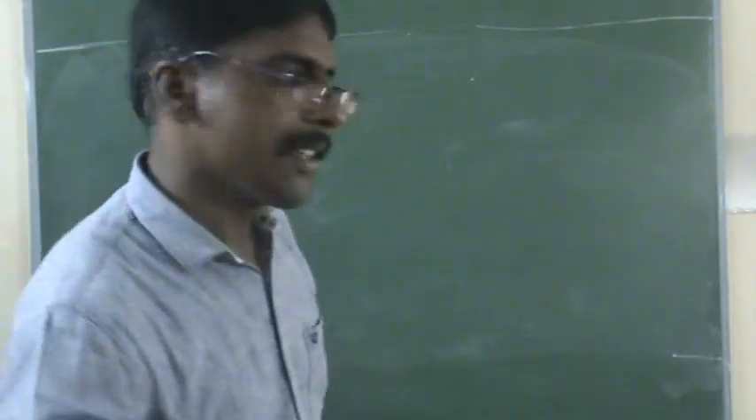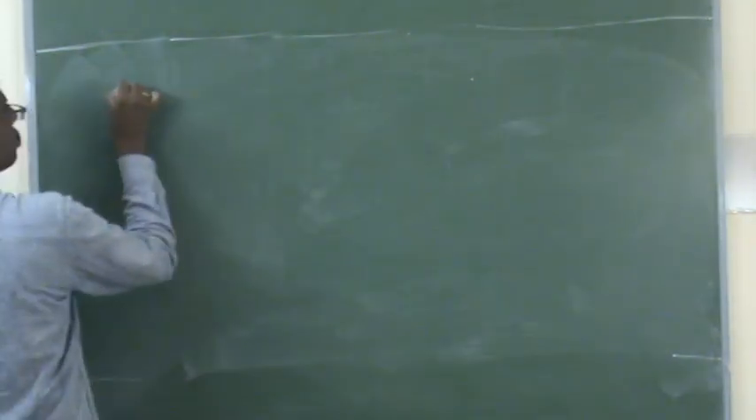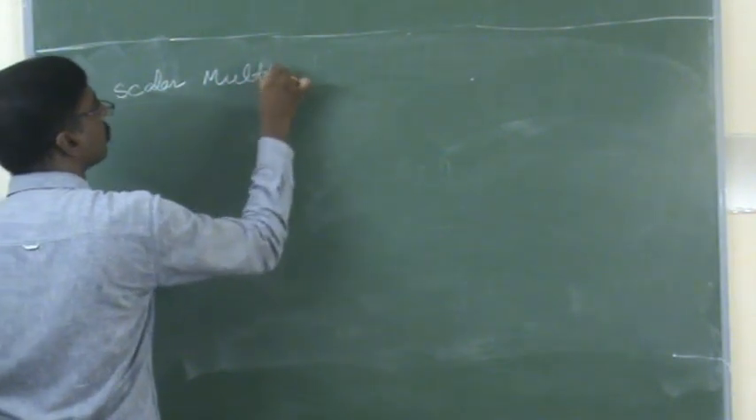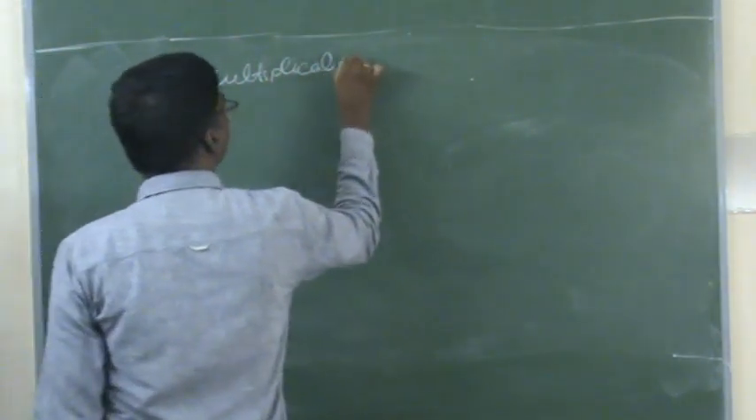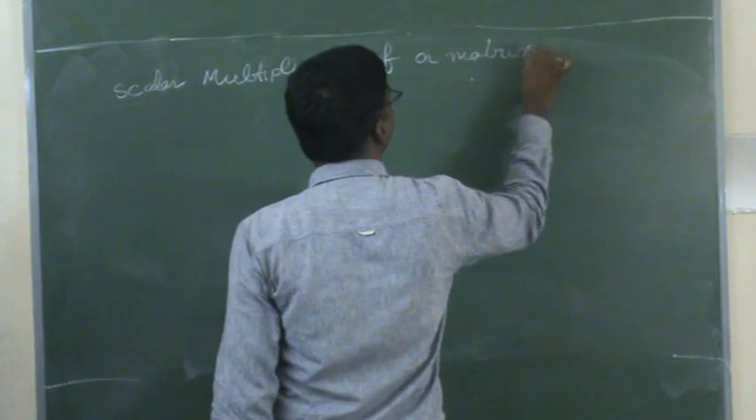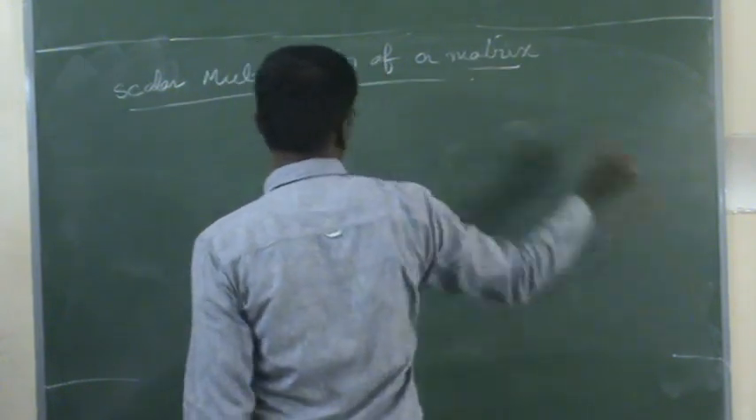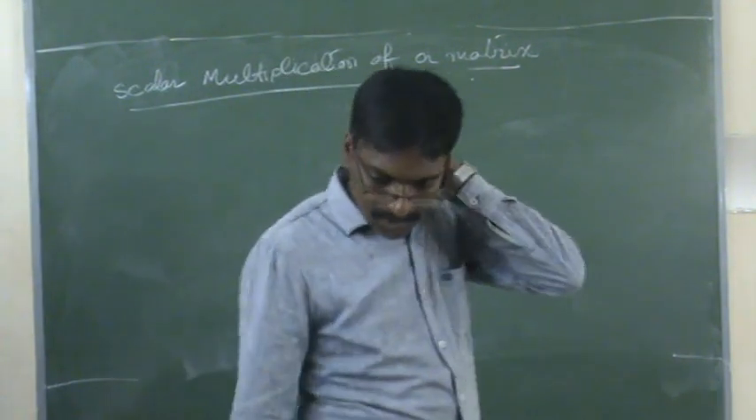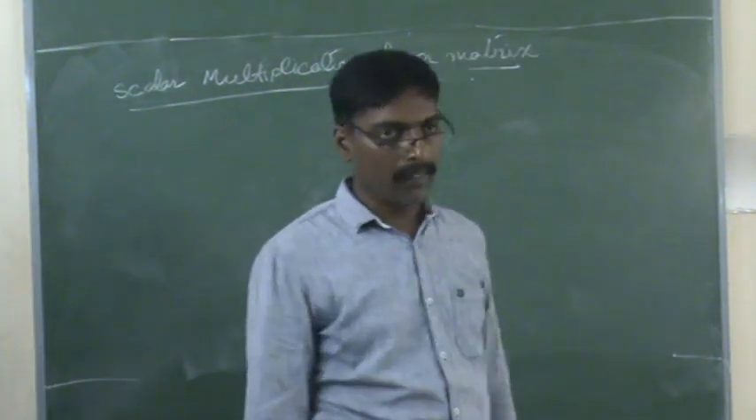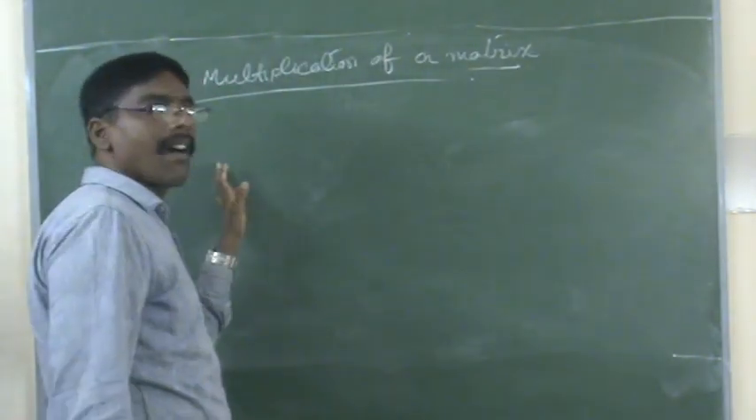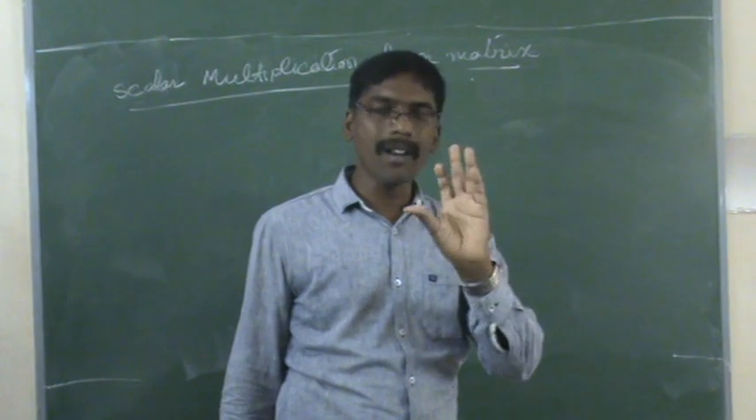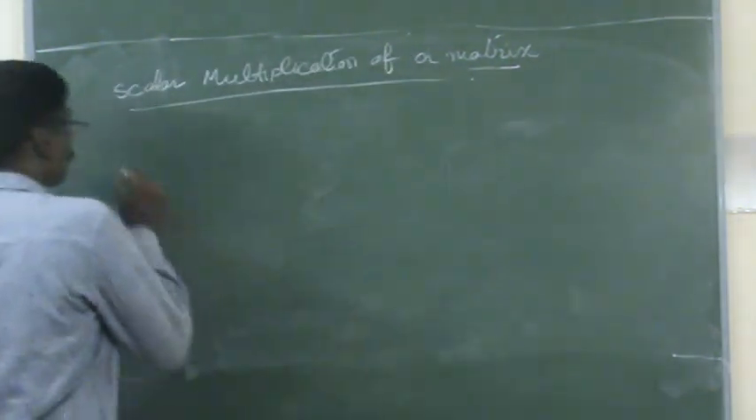Next, scalar multiplication of a matrix. Very, very important. Scalar multiplication of a matrix. We already know very well about matrices. We already took so many examples of matrices. But now we need to discuss what is meant by scalar. Scalar is nothing but some number, some constant value, one number or one constant value.